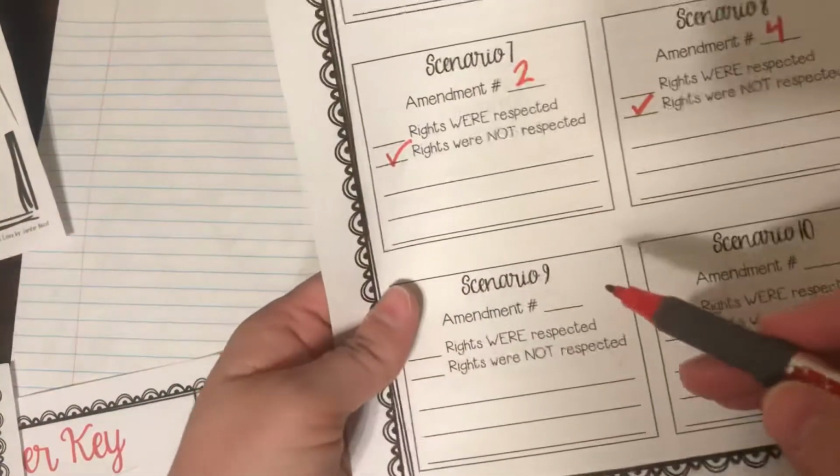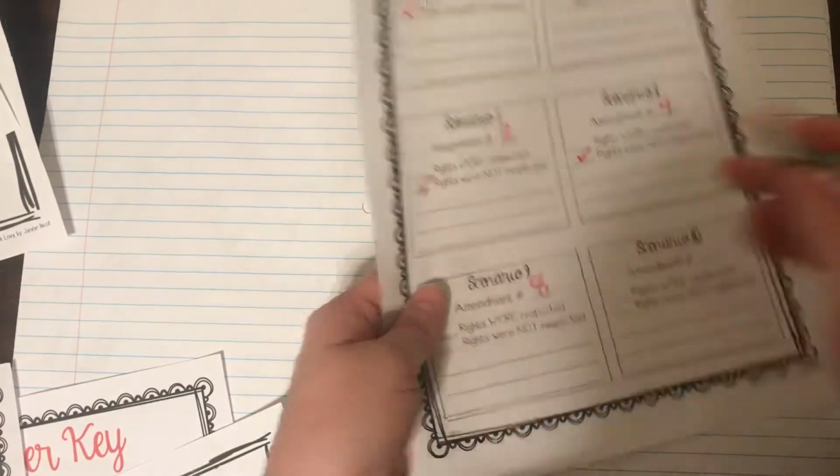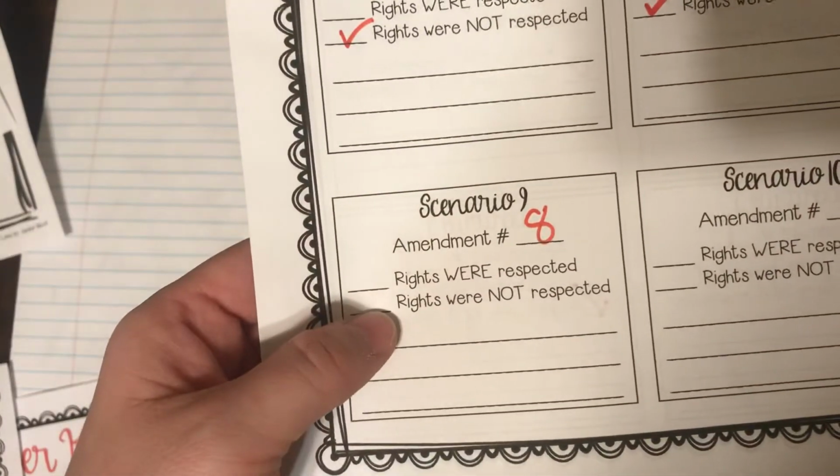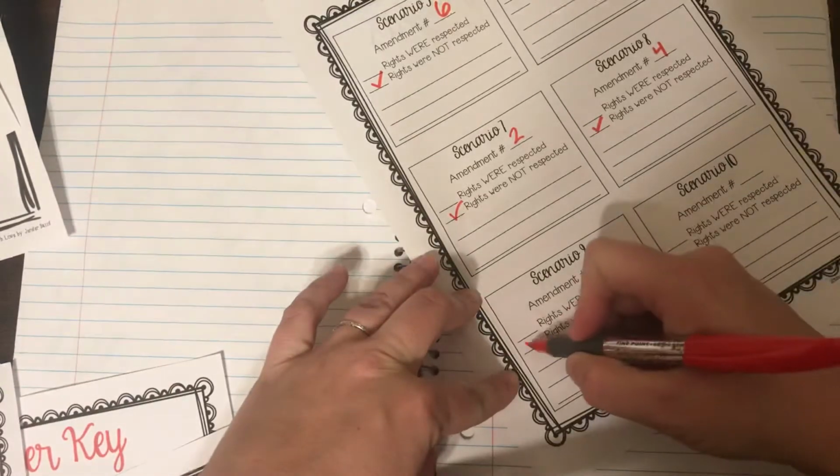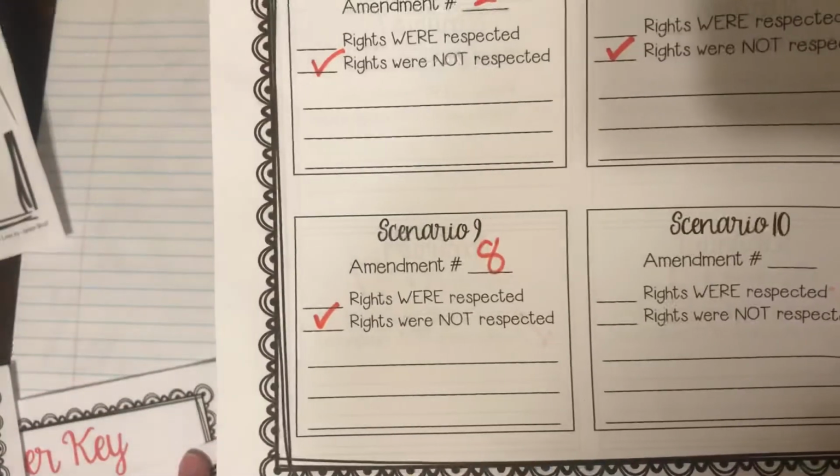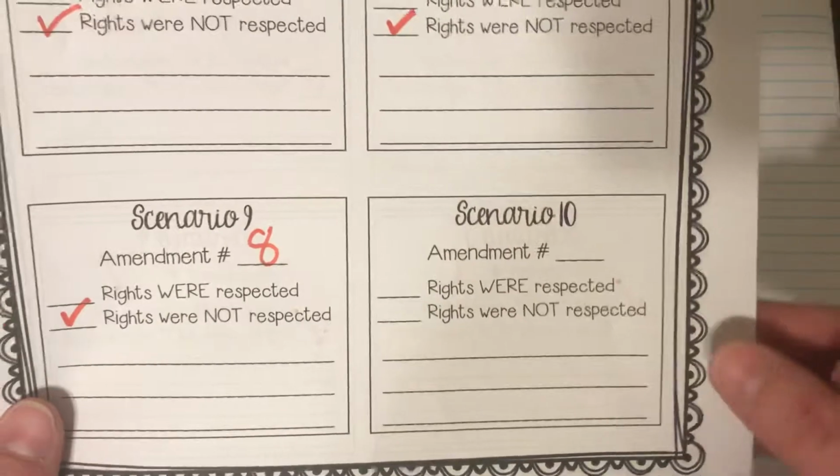So in scenario 9, Amendment 8, cruel and unusual punishment. Was this respected? Unfortunately not. We're not supposed to cut people's feet off, please. Okay, last but not least, number 10.